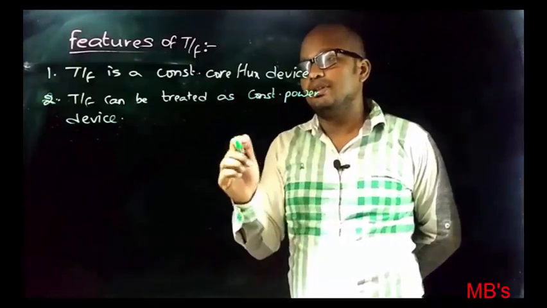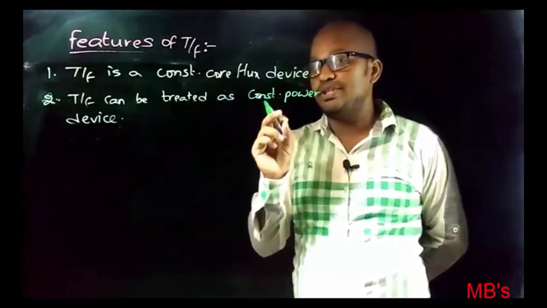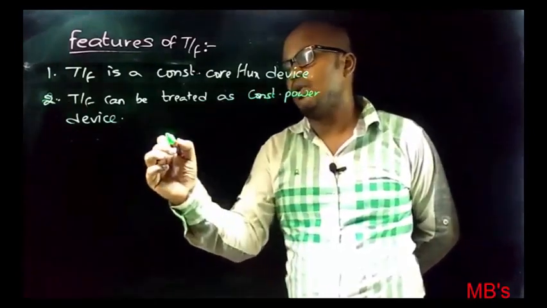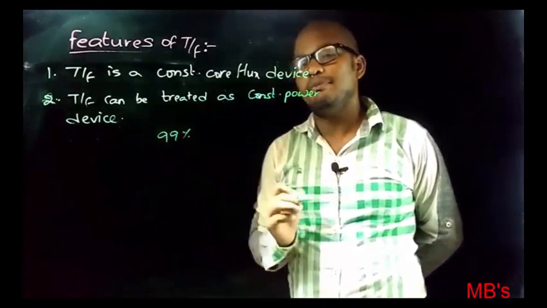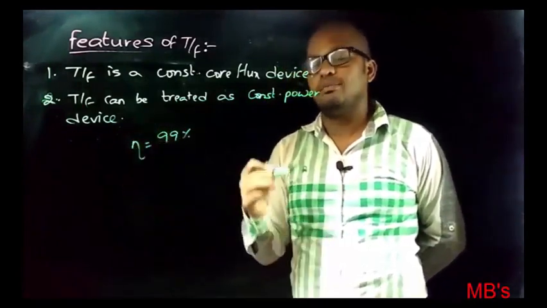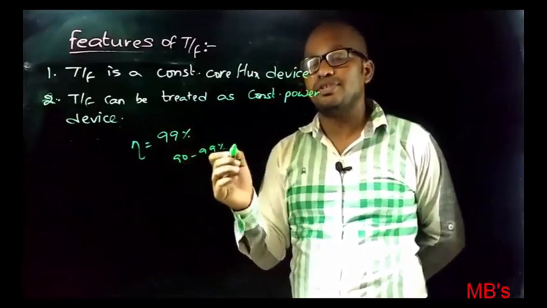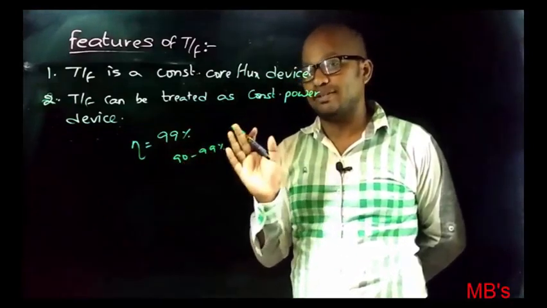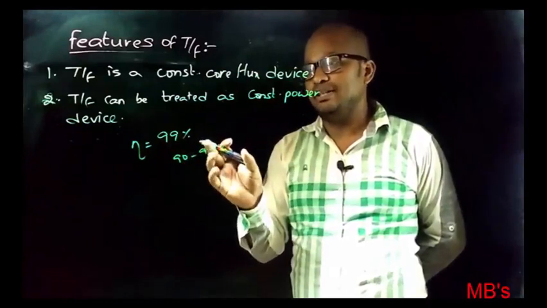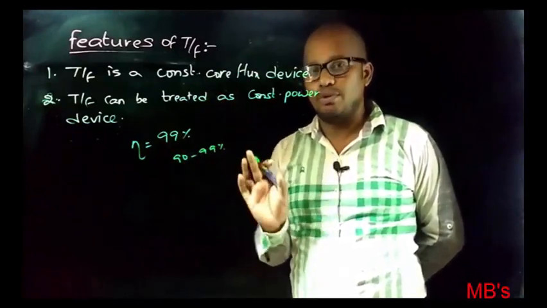Why? Because transformer is the most efficient machine which can have 99% of efficiency, and most of the transformers will have 90 to 99% of efficiency depending on their load and power factors. As the efficiency is very high, it can be treated as constant power device.